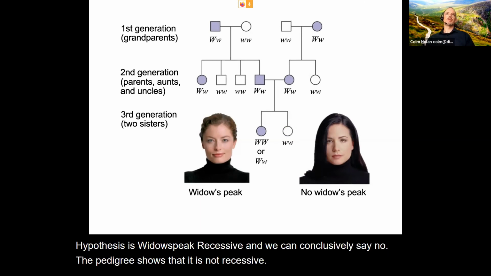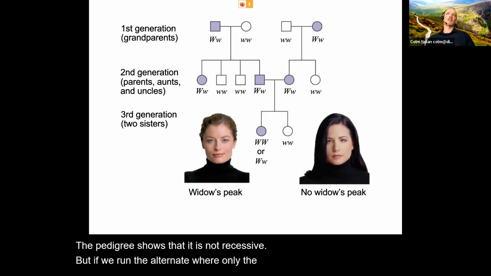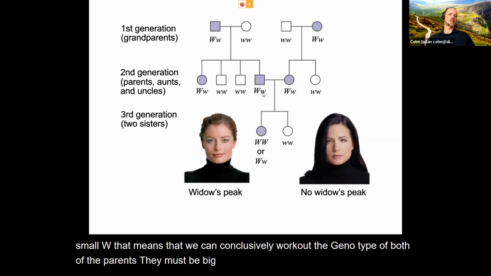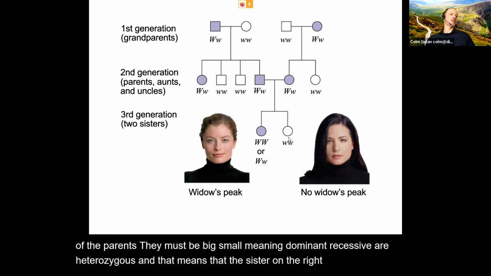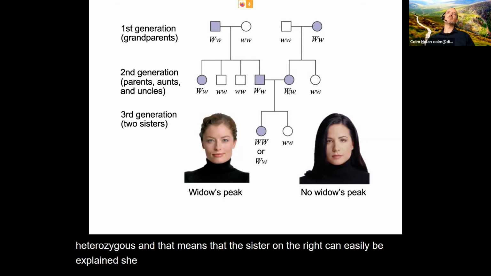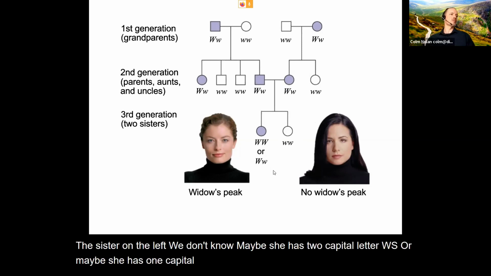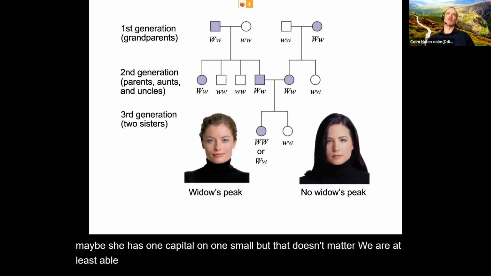But if we run the alternate, where only the ones that are blank get small w, we can conclusively work out the genotype of both of the parents. They must be big W, small w, meaning dominant recessive, or heterozygous. And that means the sister on the right can easily be explained. She received a recessive allele from each of her parents, who were both heterozygous. The sister on the left, we don't know. Maybe she has two capital W's, or maybe one capital and one small, but that doesn't matter. We are at least able to clearly see that widow's peak must be a dominantly inherited trait.